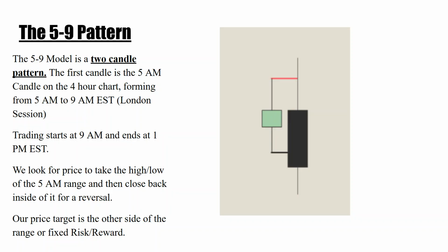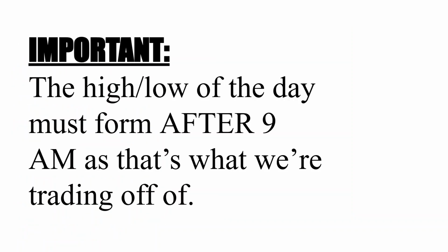Your price target is the opposite side of the 5 a.m. range, or just a fixed risk reward. So if you want a 1 to 2, 1 to 3, whatever the range allows. Sometimes price will break out of the range, as you see in this example. But let's get further into it here.